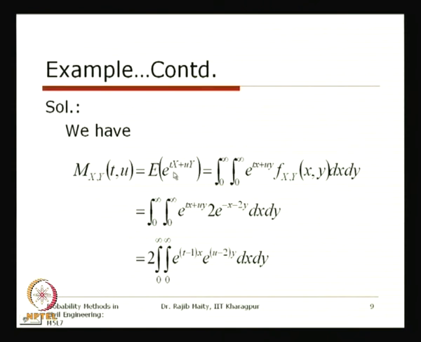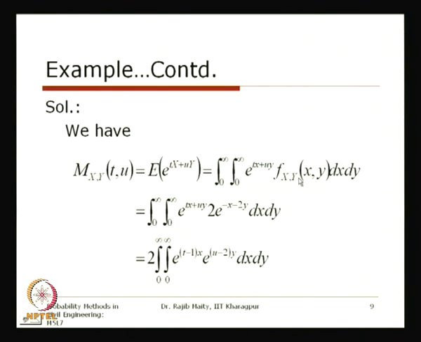Now, this one we can express as e power tx plus uy multiplied by its joint density, and it should be integrated over the entire support of the random variables. Here both the random variables take non-negative values, so it is from 0 to infinity and 0 to infinity, for both x and y.